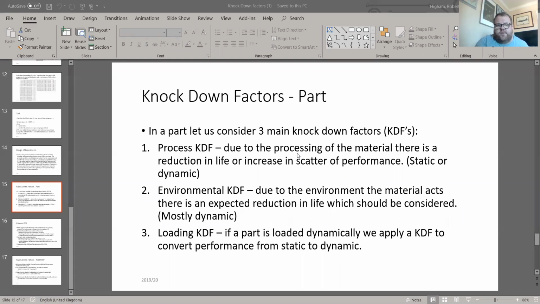So there are three main knockdown factor areas. When we're processing a material, something that will give us a reduction in life or more scatter in that performance is a process knockdown factor. We then have environmental knockdown factors. So this is the environment in which the part is usually operating.